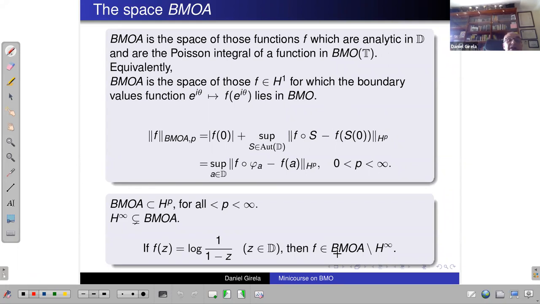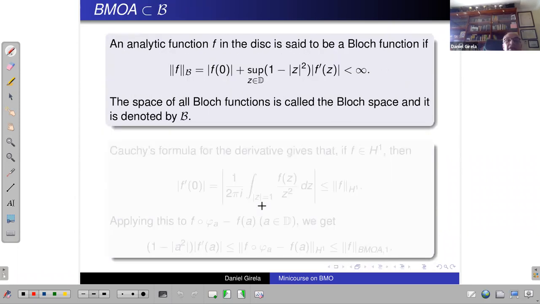So we have a space which is between H infinity and all H^p spaces. But there is some space which shows up and is a quite important space, the Bloch space. It was considered, for instance, in the course on Bergman spaces. I do recall that, for instance, it was proved that the dual of A1 was the Bloch space, and so on. So Bloch functions show up in many contexts in analytic function spaces.